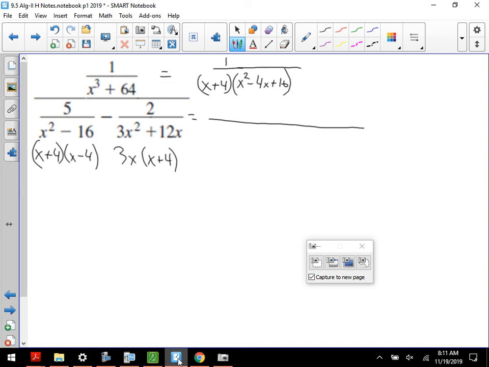What do those guys have in common? X plus 4. They have an x plus 4, good. So we circle the x plus 4 because that's what they have in common. We write it down. And then what's left? X minus 4 and a 3x. And I usually put the 3x in front of everything just because it doesn't need the parentheses. Okay, remember the order in which you multiply never matters. Okay? And now you just go through the process again.